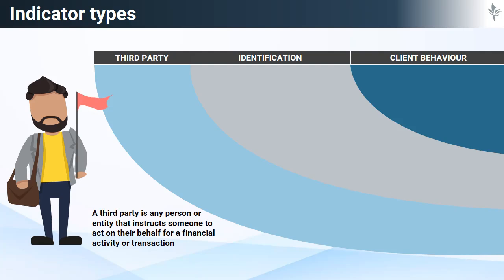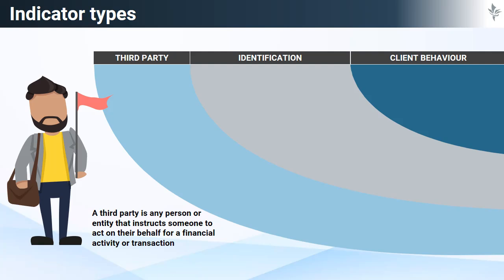A third party is any person or entity that instructs someone to act on their behalf for a financial activity or transaction. There are some situations where there is a valid reason for the inclusion of a third party in a transaction, and this may not be suspicious. However, in a situation where the reason for a person or entity acting on behalf of another person or entity does not make sense based on what you know about the client or the third party, you may become suspicious.